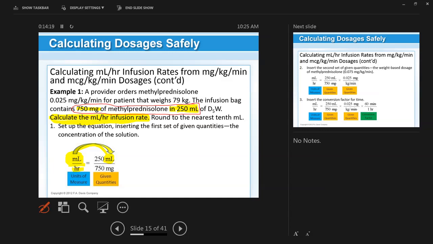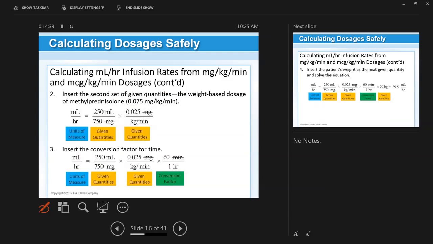So when I go to my problem, I know 250 goes on top because I've identified that I need to have milliliters, as I am looking for milliliters as the numerator of my equation. Since it's married, I know 750 milligrams has to go on the bottom. So when we look at our next step, we need to see that we have milligrams here. We know that we need to put milligrams up here because that's what's going to eventually get canceled out. So then we need to look at our problem.